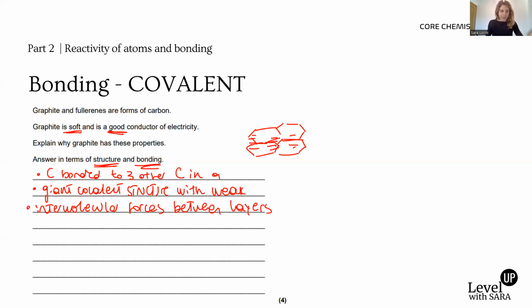Okay, remember that it's not sticking to just 4 specific marks. Sometimes the mark scheme also has more points that can be set. For example, this one, bonded, as long as you say covalent and then the giant structure. And now we can look at the properties. Why is this soft? Because the layers can slide, because of the weak intermolecular forces, and a good conductor of electricity because it has delocalized electrons through the whole structure.